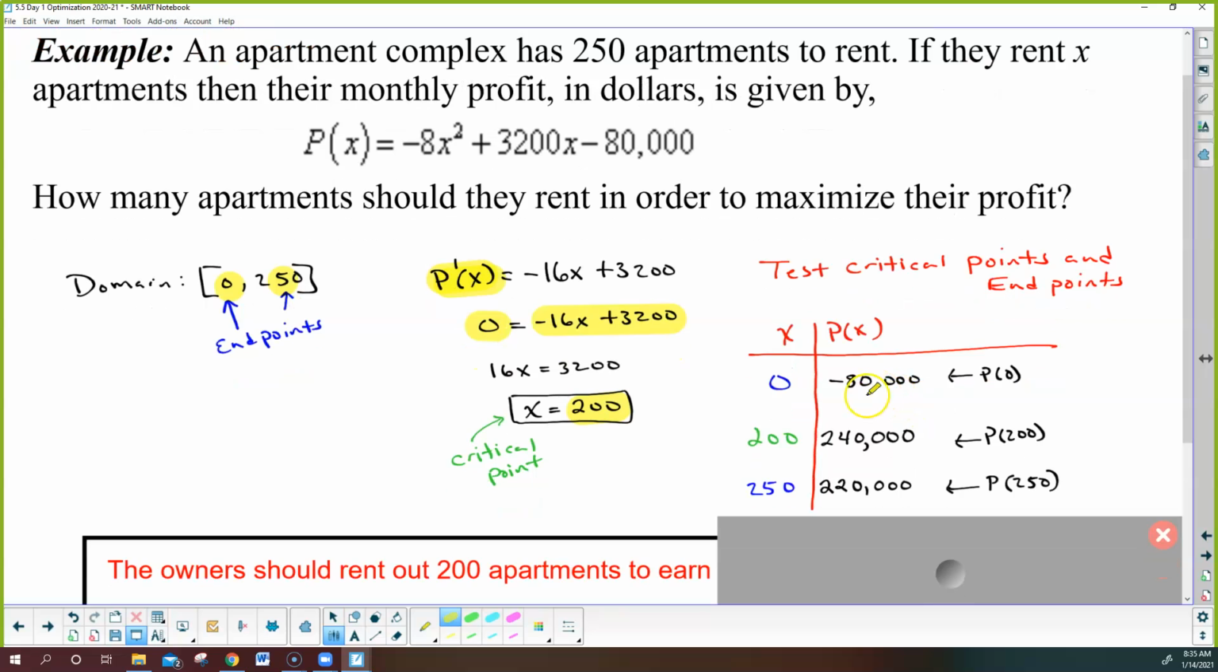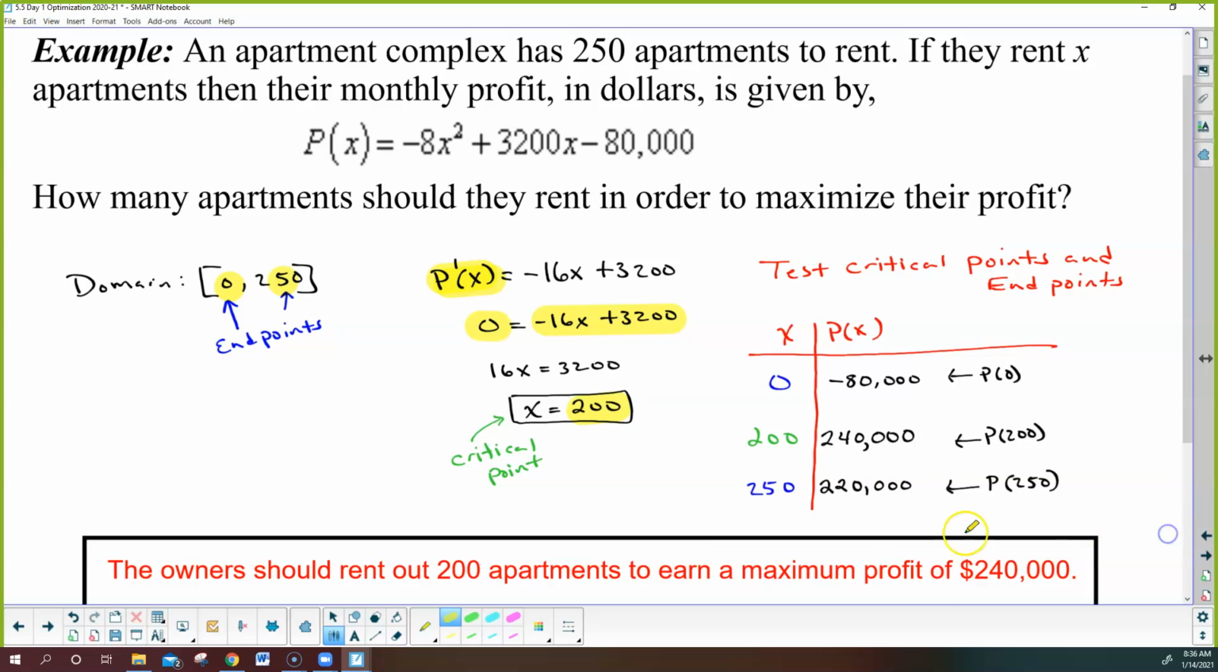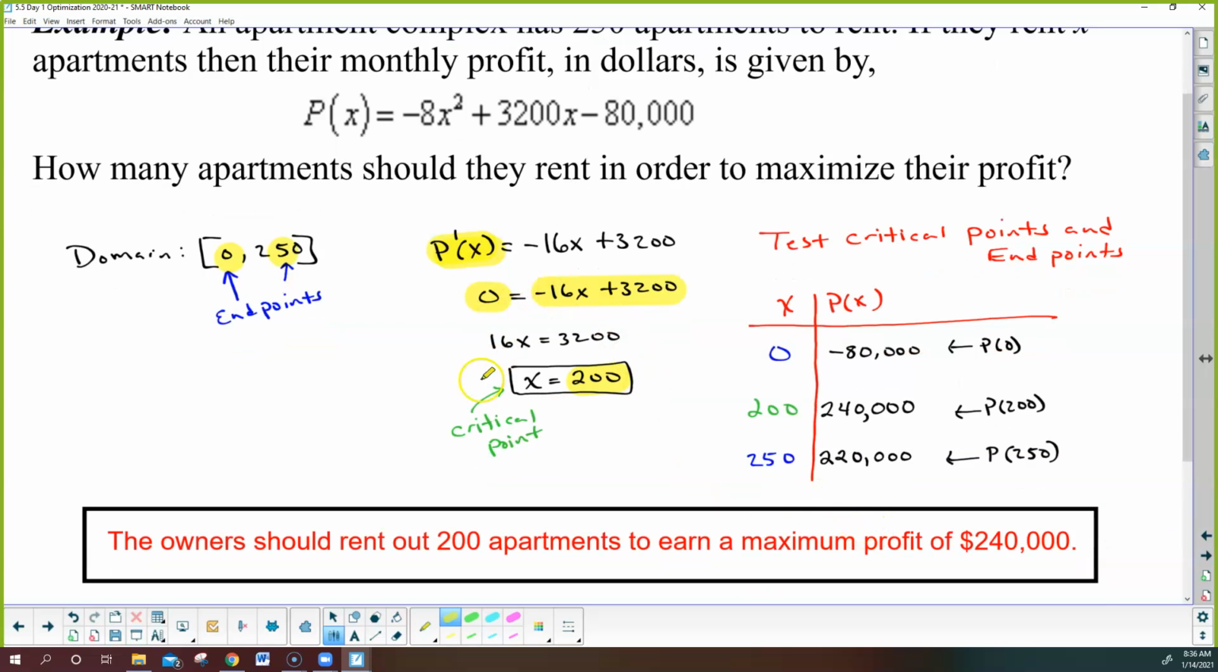Not a good business move, right? If I rent out 200 units, my profit is $240,000. And if I rent out 250 units, I actually make less profit, $20,000 less. So calculus allowed us to quickly say the owner should rent out 200 apartments to earn a maximum profit of $240,000.